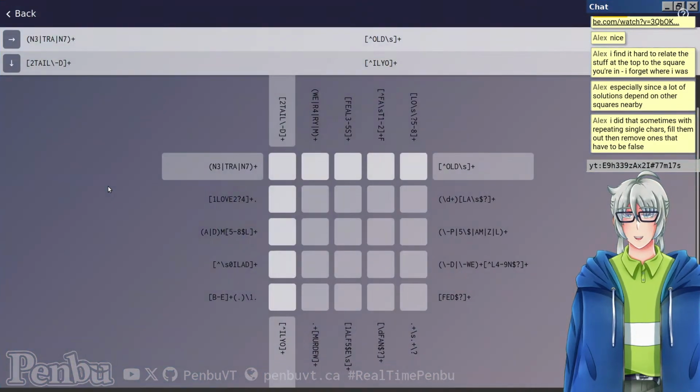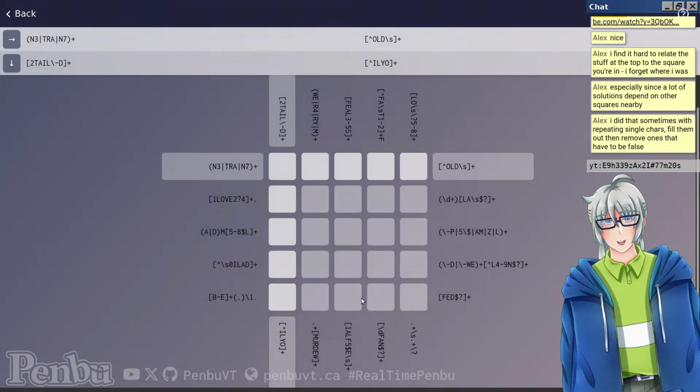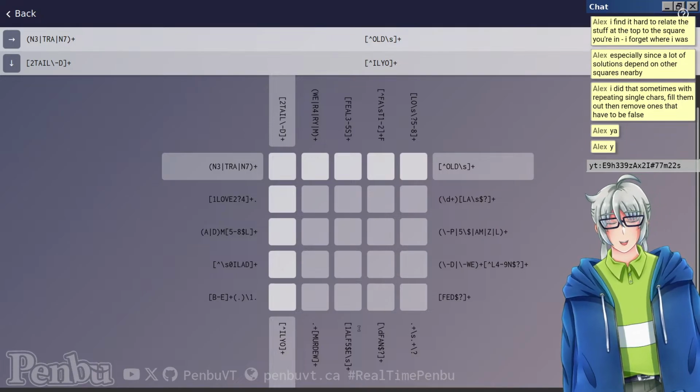One last one? Okay. Gotta do this in 10 minutes. That's a lot of squares for 10 minutes. We might not be able to do this in 10 minutes.